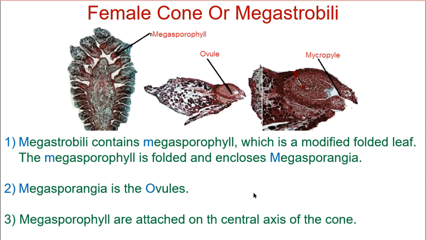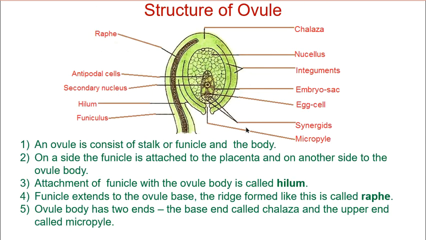Now, you have seen how the female cone structure is constituted and how the male cone is constituted. After this we will talk about the ovule in the next slide, how the structure of the ovule is. So this is, students, on the screen you can see the structure of the ovule.